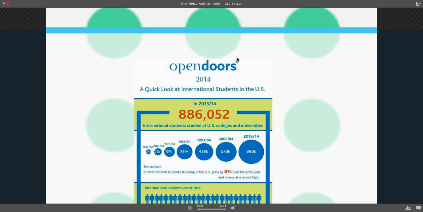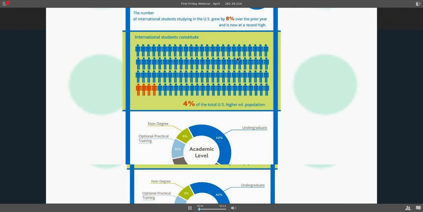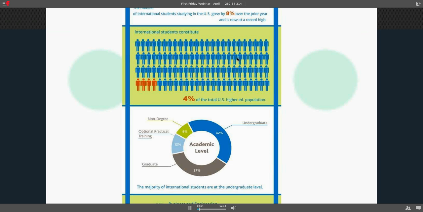As you can see from the ever-increasing circles, international student enrollment has been increasing over the last half century, and it's projected to continue increasing. Overall in the United States, it grew by 8%, but definitely at some institutions that number was much, much higher. In total, 4% of the U.S. higher education population are international students, but again, depending on the institution, that could be significantly higher or lower.